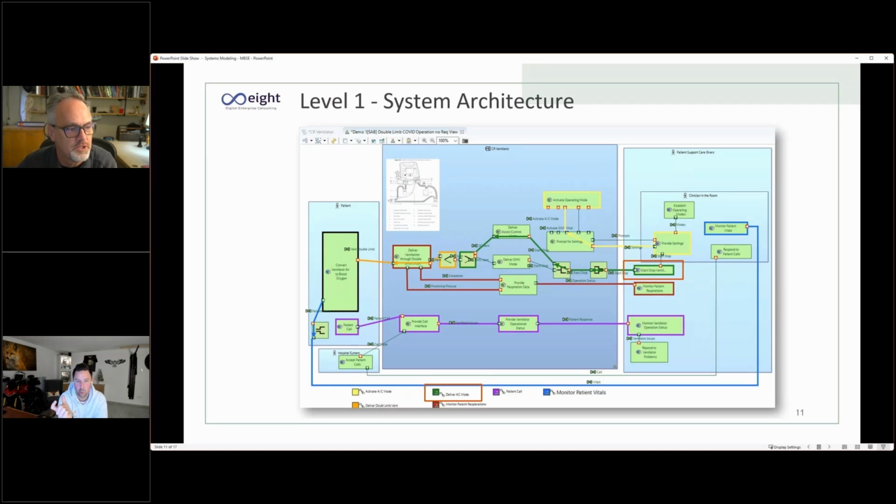Just to throw this out, the purpose of this level is to break out and make specific the thing that we're going to be selling, right? So the CR ventilator is actually what we're building.